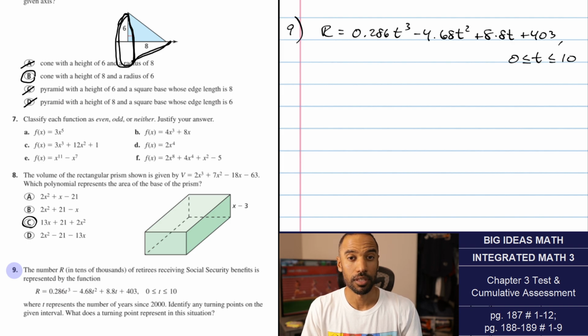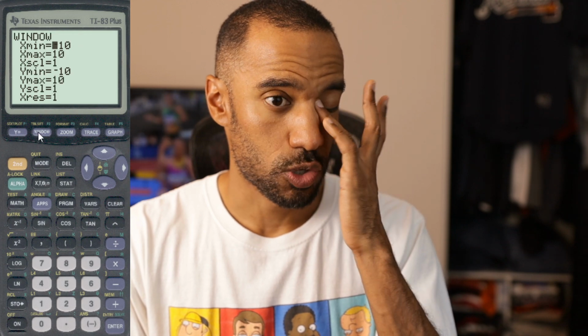This is all up to graphing calculator stuff, so I have to plug it in there. So let's go to that. My R is going to have to be Y, and my T is going to have to be X. But I got 0.286 this cubed minus 4.68 this squared plus 8.8 that plus 403. Now the T has to be from 0 to 10, so I'm going to change this window to 0 to 10. I don't know what the Y's will look like. I don't think I care about negative values of tens of thousands of retirees, so I'll go 0 to something. Let's check 20 and see what this graph looks like.